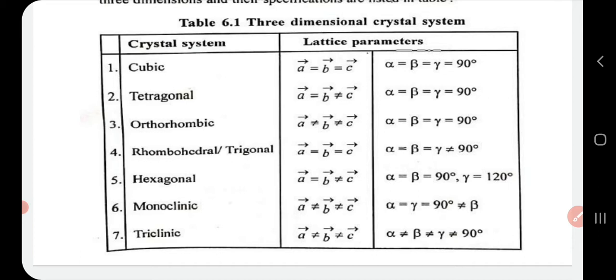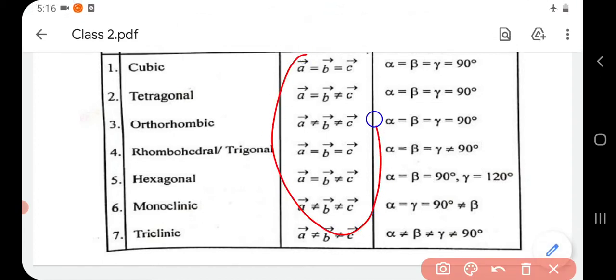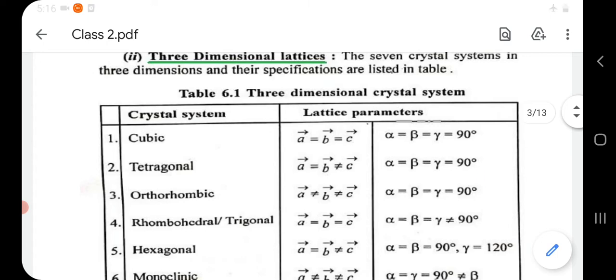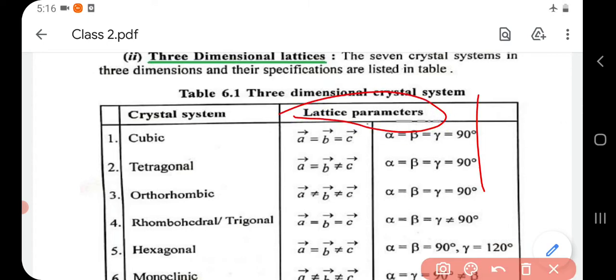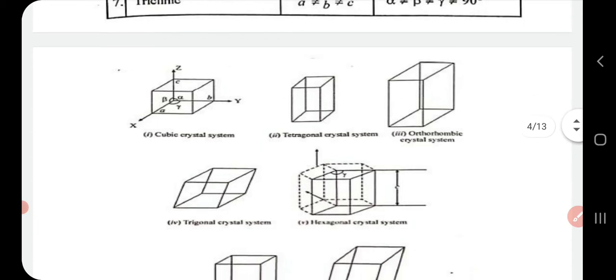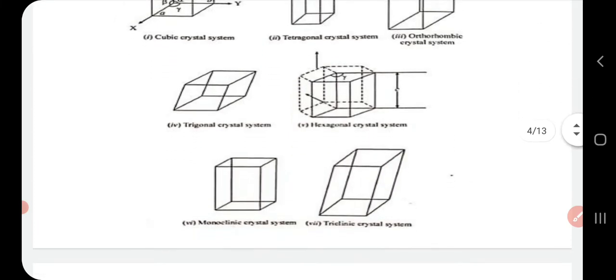Similarly, you have to study the names of these seven crystal systems along with these lattice parameters. These are the lattice vectors, these are the interfacial angles, and together they are called lattice parameters. See the heading, lattice parameters. So you have to study this table very well. Then these are the rough sketches of these seven crystal systems. This you can just go through.